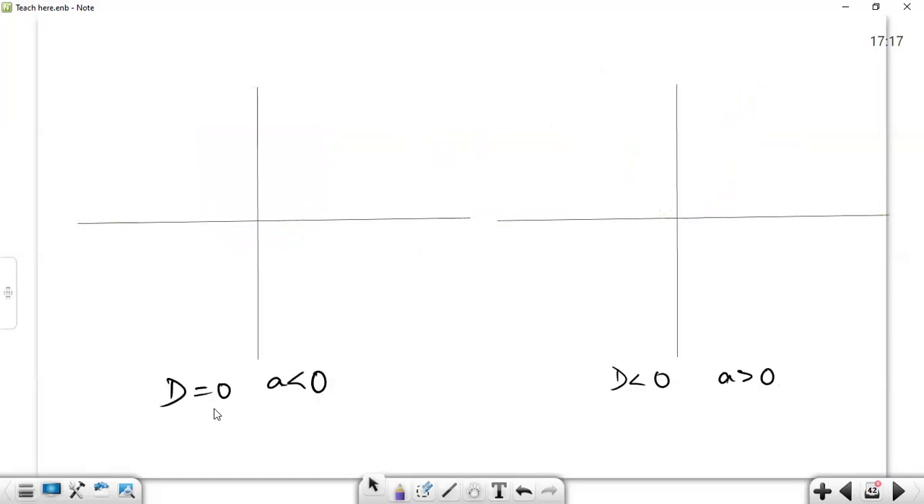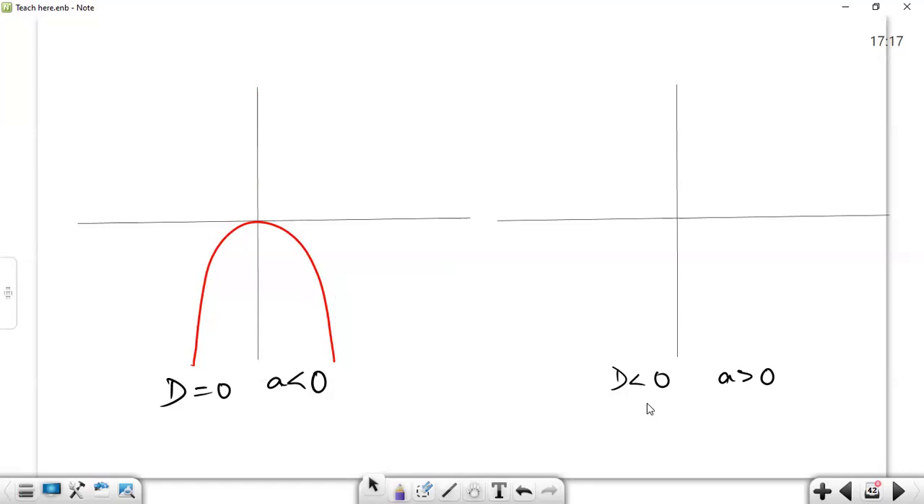Now for the discriminant being 0, that means the parabola is going to touch the x-axis only once, and a being negative, a less than 0, the parabola is going to face downwards. So we can have the parabola inverted and touching the x-axis only once.